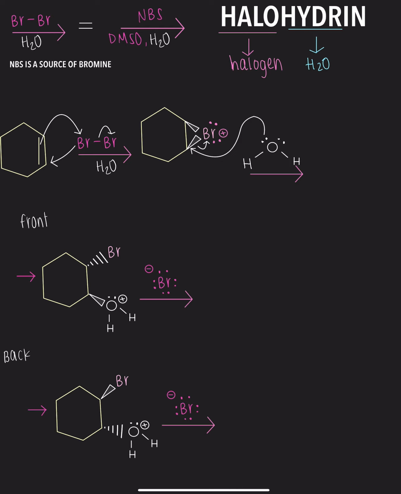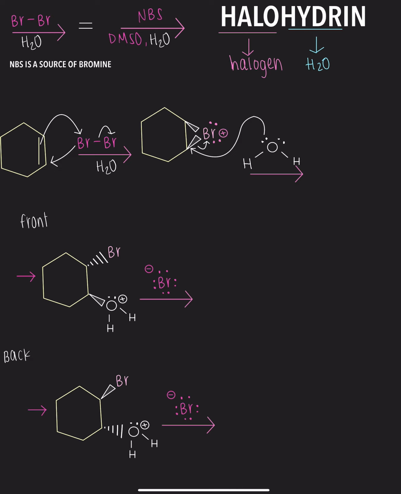So now let's talk about what happens if it attacks from the front. If water attacks from the front, I'm going to show that by putting my water in bold, and my bromine is going to be in dash. Remember that halohydrin also acts in anti-addition. If you don't know what anti-addition is, again, go check out my video on that. Notice that when water attacked and formed that bond, it now has the positive formal charge. Yes, you need to write that as well.